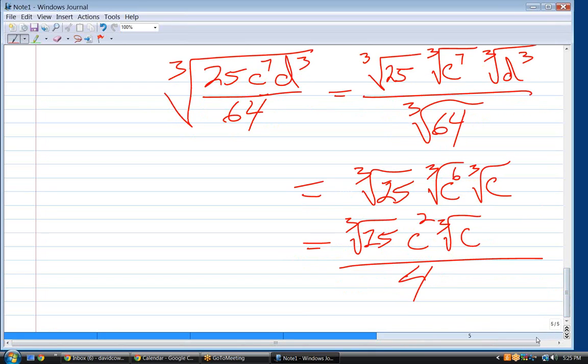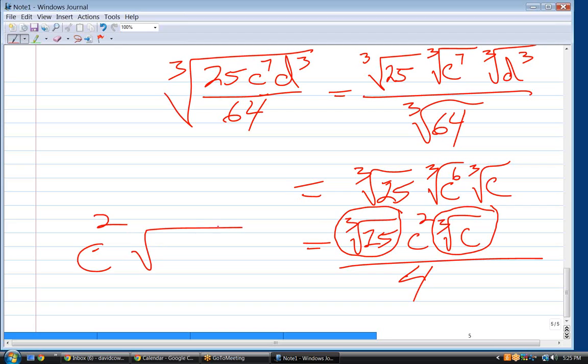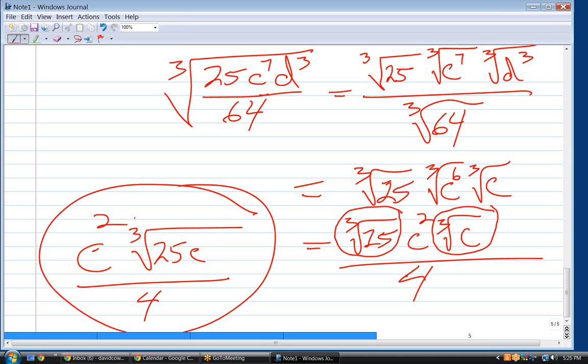Okay, now I'm not quite done because I want to put this back together with this because they're both cube roots. So the numerator would still have this c squared, but then it would be the cube root of 25c, and then in the denominator it's 4. So everything reduces to that. Oh, excuse me, I forgot the d. What's the cube root of d cubed? d. Right there, and it's all by itself. No cube root on it anymore.